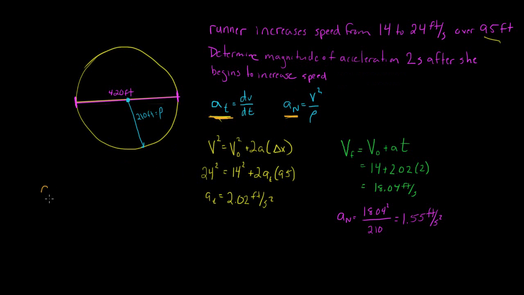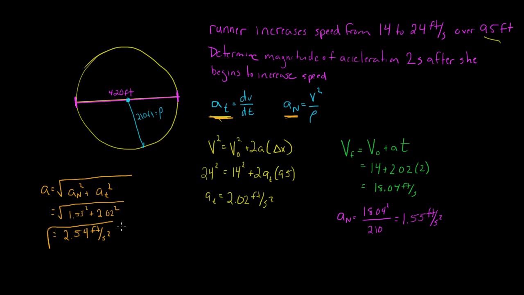Now we know our tangential acceleration and our normal acceleration, so the magnitude of the total acceleration is equal to the square root of the normal acceleration squared plus the tangential acceleration squared. Plugging in the numbers we just found, the normal acceleration is 1.55, squared, plus the tangential acceleration, 2.02 squared, and we get a magnitude of 2.54 feet per second squared. And this is our answer.